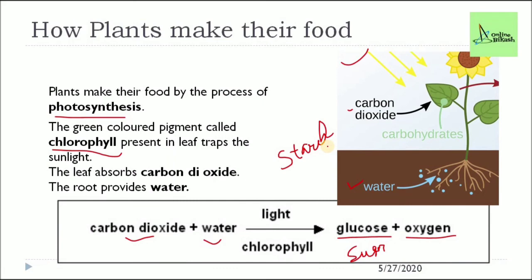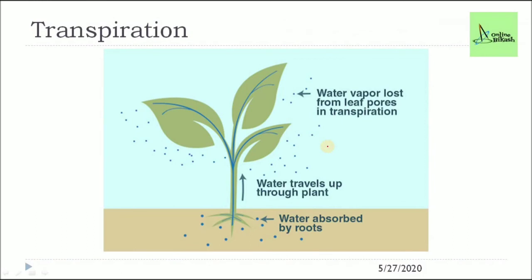So this is the equation. You must understand this. And after that, transpiration. I have told you about transpiration, but we will understand it in a better way. Now, what is transpiration actually? You see this figure. This is the water absorbed by the roots. This water will go up through the xylem tissue. Then in the leaves, it will produce food.